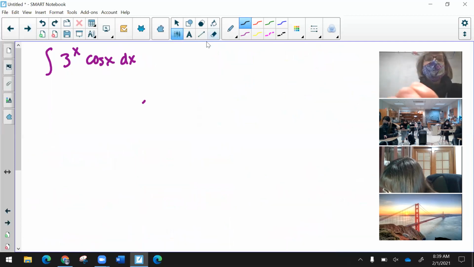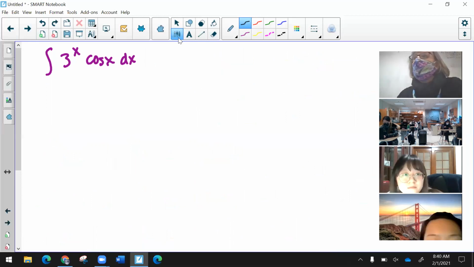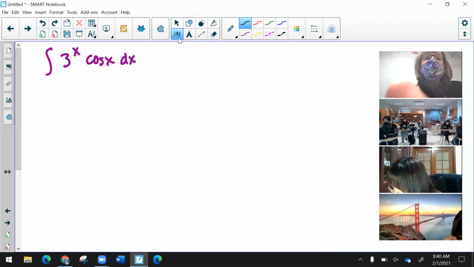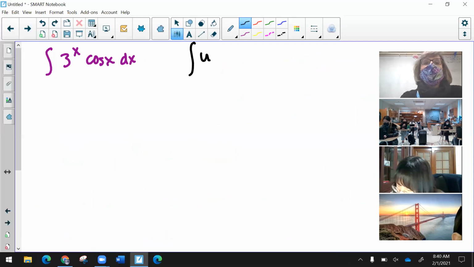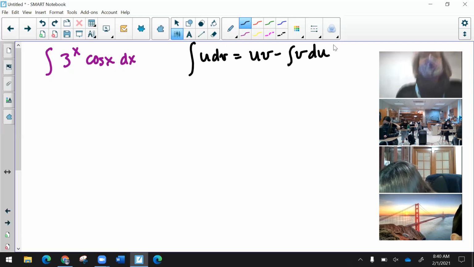All right, so you've come to an integral. Do you know how to solve that by inspection? Is substitution going to help you? No, because it's pretty much just going to be 3 to the u cosine u du, and that's just rewriting it with a different variable. So it's the only other tool you have in your tool chest right now: integration by parts. Again, we have the integral of u dv is equal to uv minus the integral of v du.